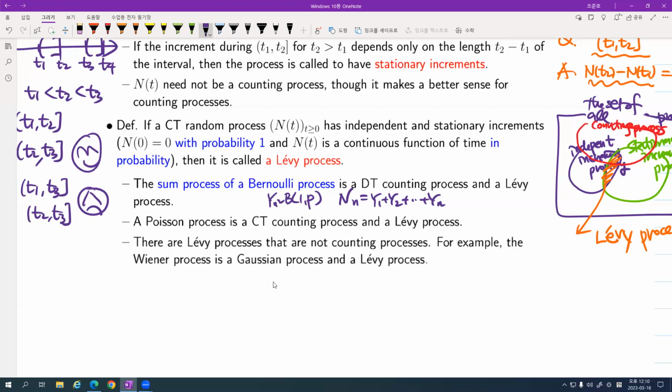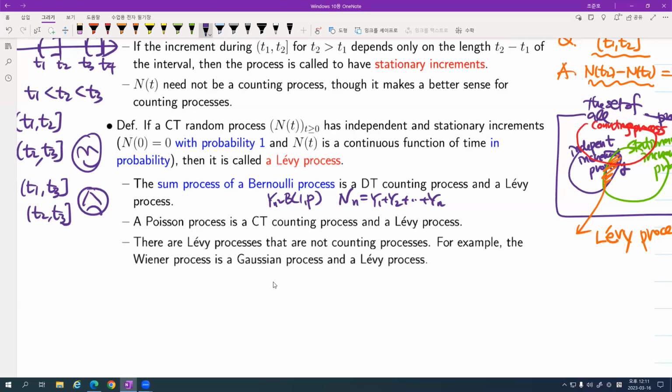Now, second, does it have the stationary increment property? Of course, right? Because if we increase the length of interval, what is the distribution of the increment? Binomial n comma p. And n is the only parameter. So it satisfies the stationary increment property. So actually, this counting process is what? It is a Levy process. Got it?